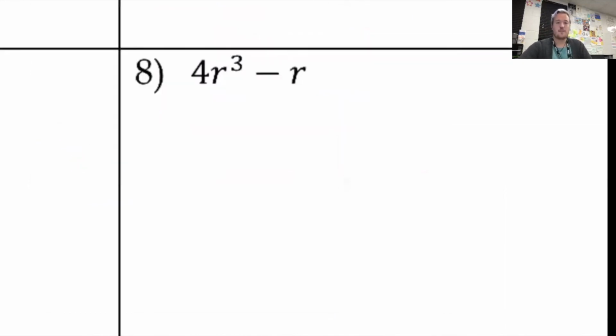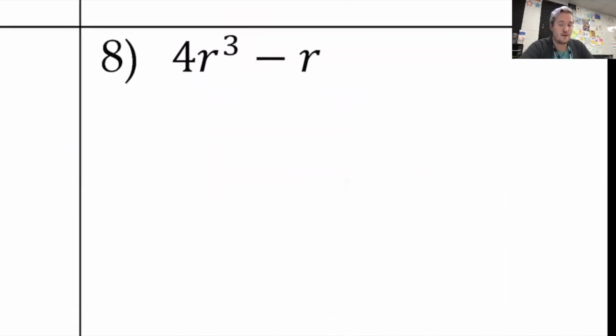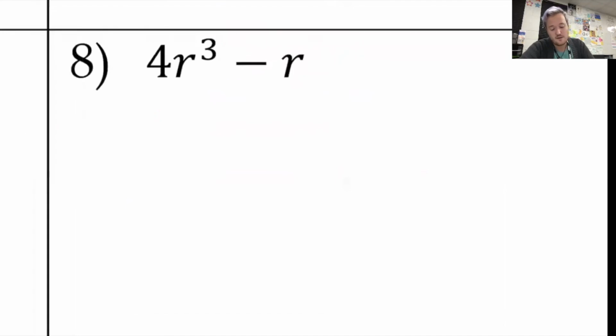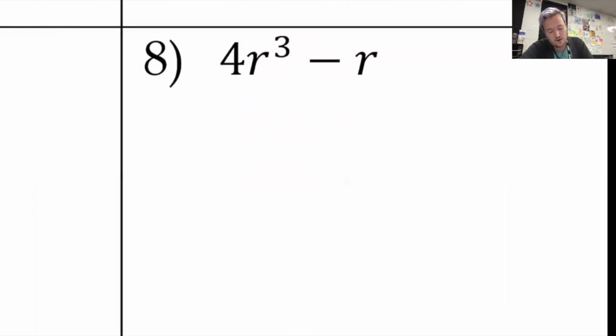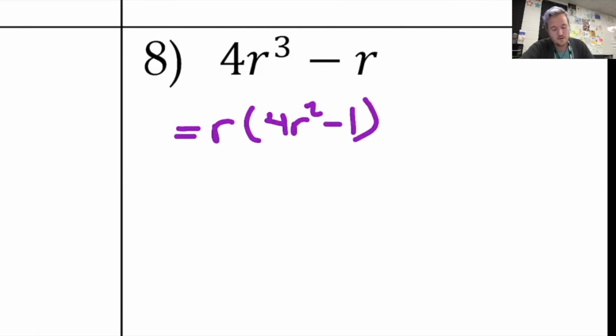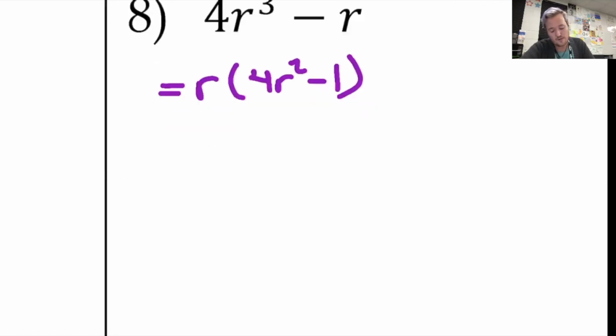All right, number 8. If you notice, we have a degree of 3 here. So you need to factor out a GCF. So we can take out an R. If I take out an R, we're going to have 4R squared minus 1. Then we can do our difference of squares.